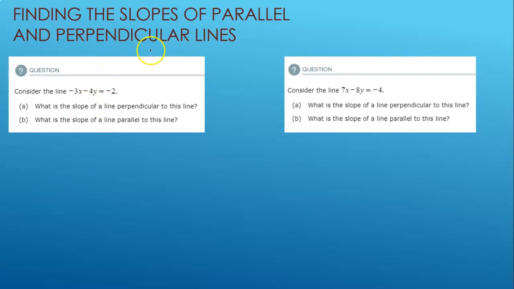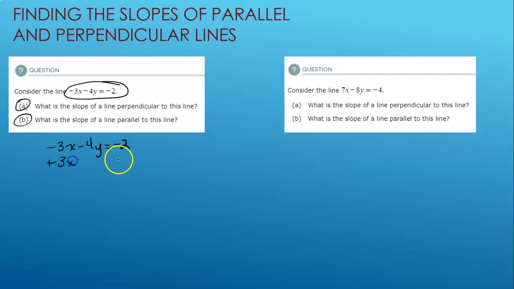Now, we're still finding the slopes of parallel and perpendicular lines. The directions haven't changed, but I want you to notice that this equation is in standard form, not in slope-intercept form. I can't look at this equation and figure out what the slope is. I have some work to do before I'm ready for A or B. I need to first isolate y so that I can figure out what the slope is.